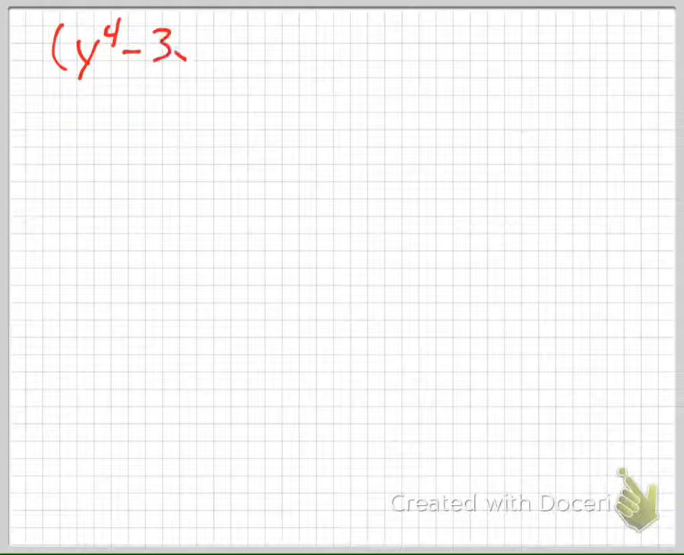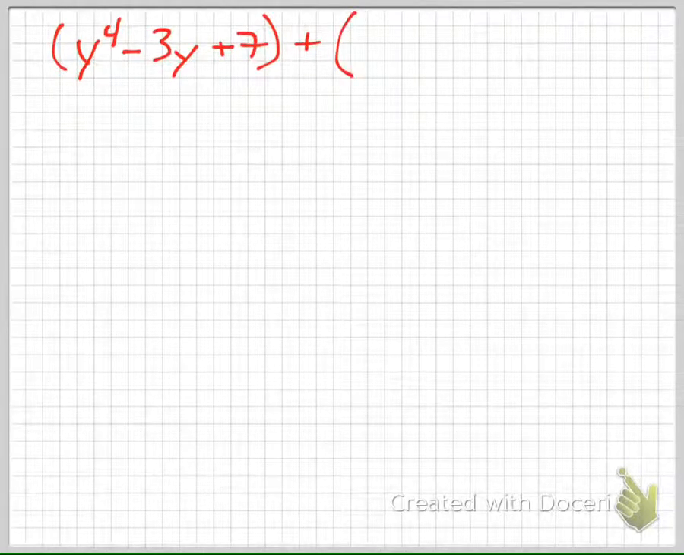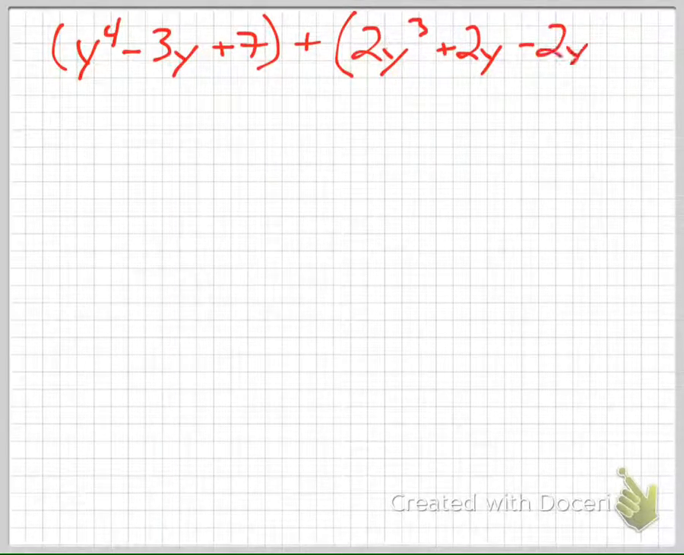We'll do the more difficult one. We'll go y to the fourth minus 3y plus 7 plus 2y to the third plus 2y minus 2y to the fourth minus 11. I don't care what method you use. Choose your method. Okay? Either one.